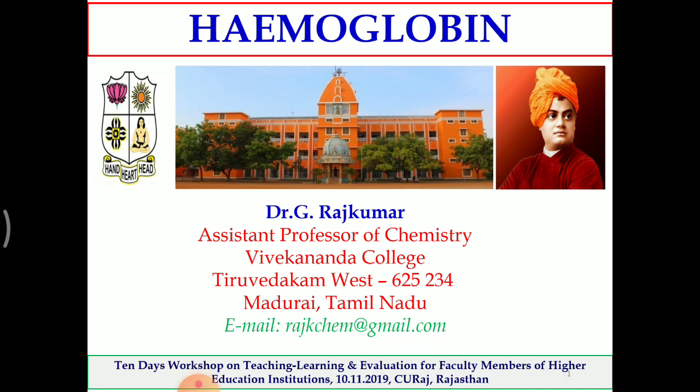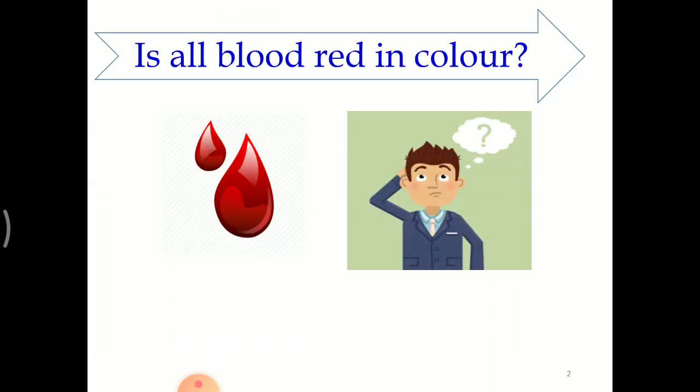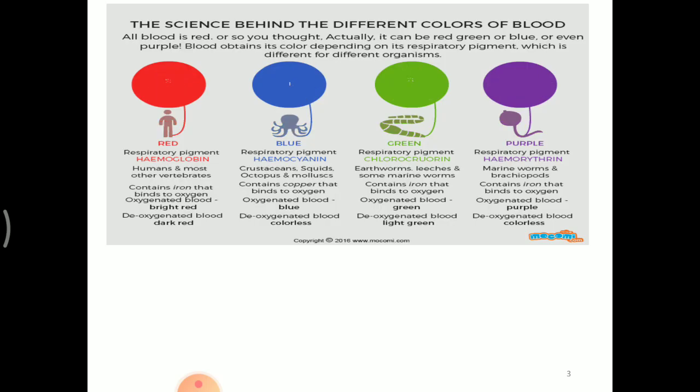Let us discuss the structure and functions of hemoglobin. Is all blood red in color? Do you think so? It is not so. It depends on the respiratory pigment. In humans and most other vertebrates, the respiratory pigment is hemoglobin and the color of the blood is red.